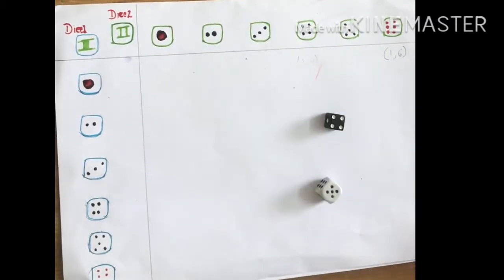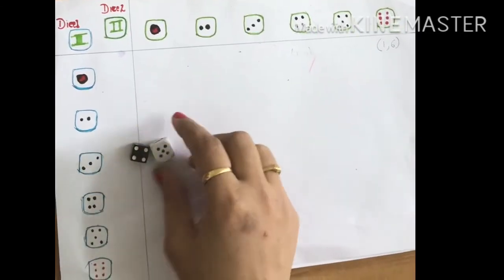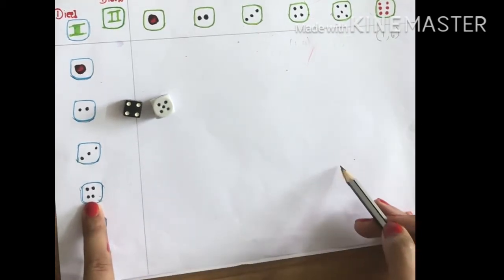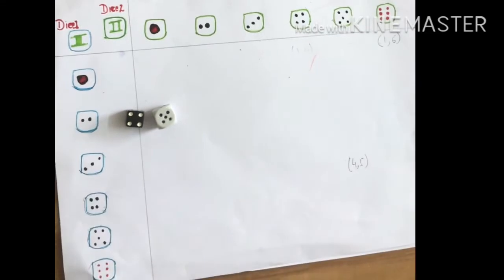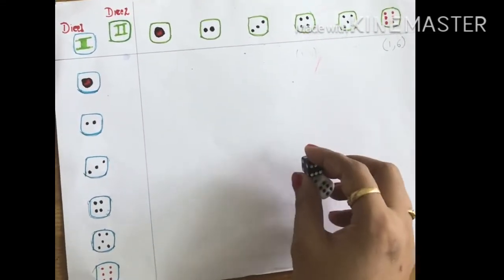Now again I just throw the dice. I get 4,5. On first dice I got 4, and on second dice I got 5. So this way I got 4,5. Children, this way you can just toss the dice and write all the possible outcomes.